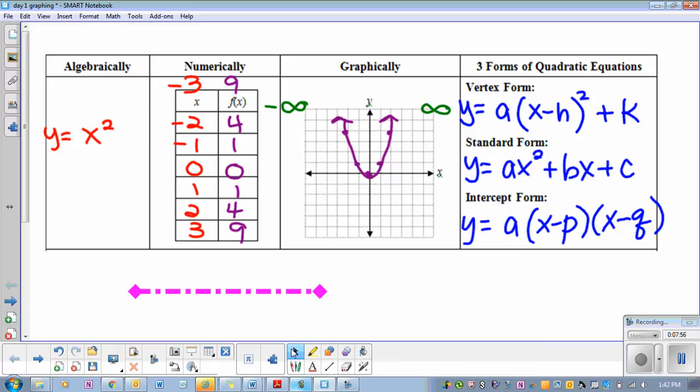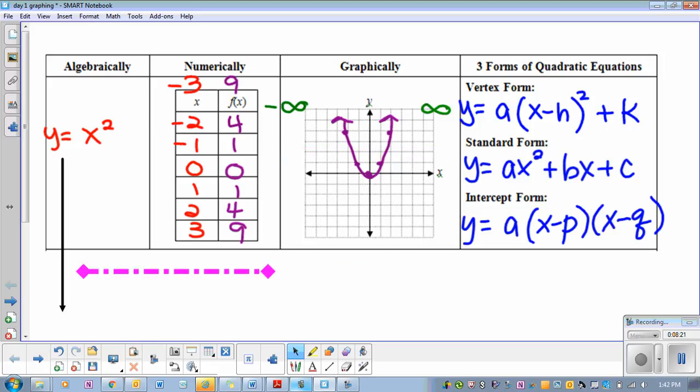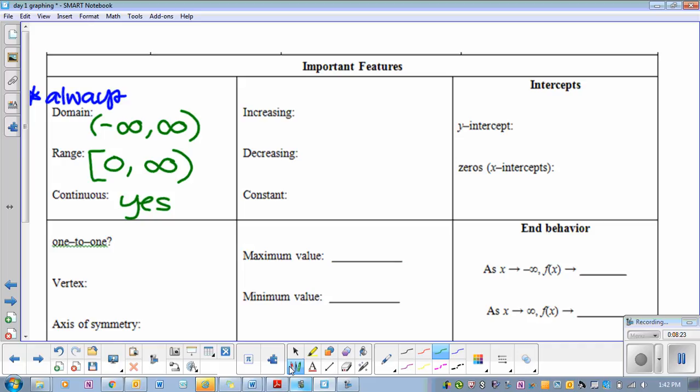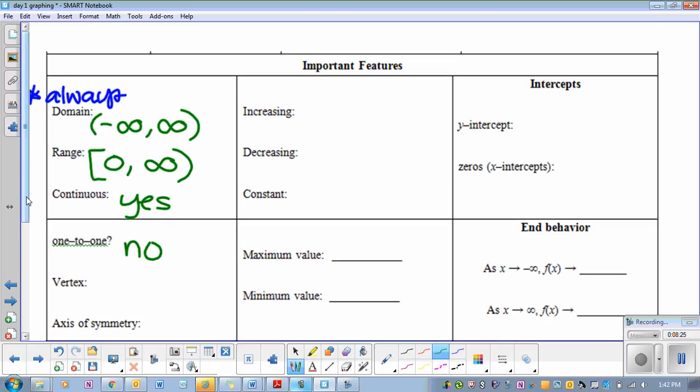So if I want to see if it's a function, then I have to use the vertical line test, right? Does this graph hit this line only one time? Yes, right? So that's a function. But if I want to check and see if it's one-to-one, I have to use the horizontal line test. No, because this graph hits this line in 2 different places, right? So one-to-one, no.